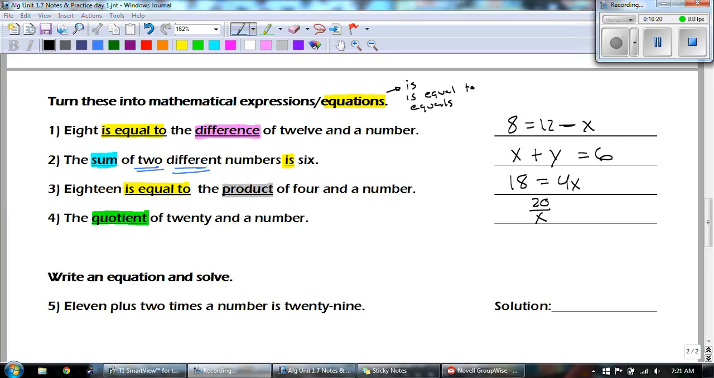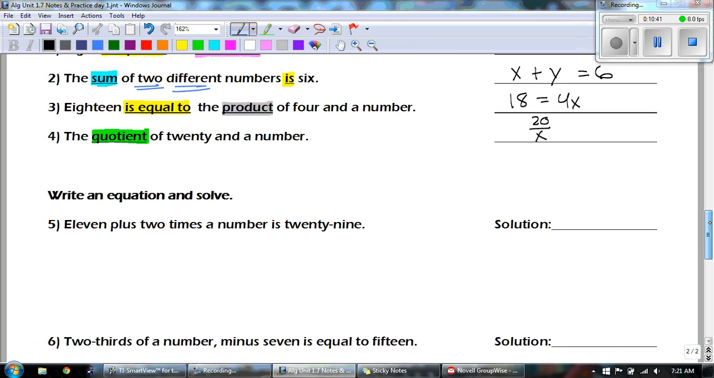All right, number 3, equation, because 18 is equal to, there's my equal sign right there, the product, which means multiplication, of 4 and a number, and then the quotient of 20 and a number is just 20 divided by x. There's no equal sign in that one.